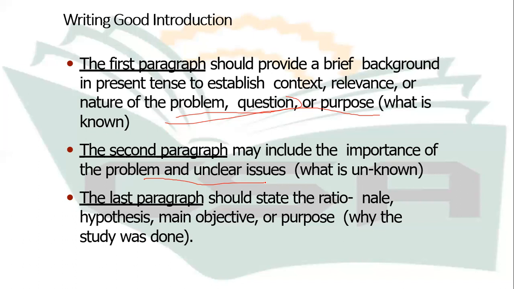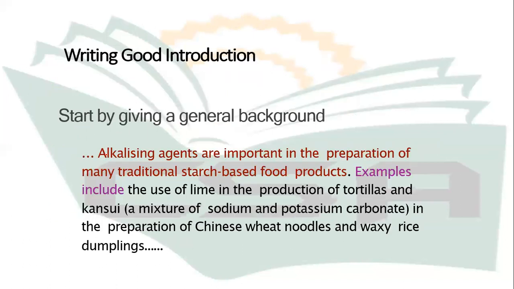And then in the last paragraph, we should state the rationale, hypothesis, and the importance of my study. Here I will give the importance of my study, the hypothesis, and the main objective and purpose of the study. So I will summarize this slide: first of all I will give the background of the study, then the gap of the study, and then the rationale, why I am doing this, what the need of doing this is, and what the importance of this research is. Then I will give the main objectives of my research.